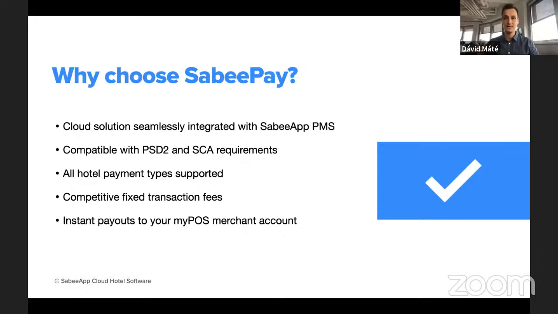It's compatible with PSD2 as well as strong customer authentication. All the hotel payment types are covered with it, and it has competitive transaction fees, and every successful transaction means an instant payout to your MyPOS merchant account, so there's no delay there.